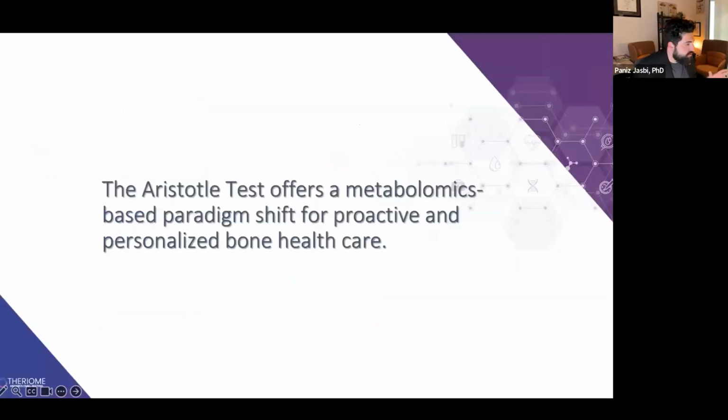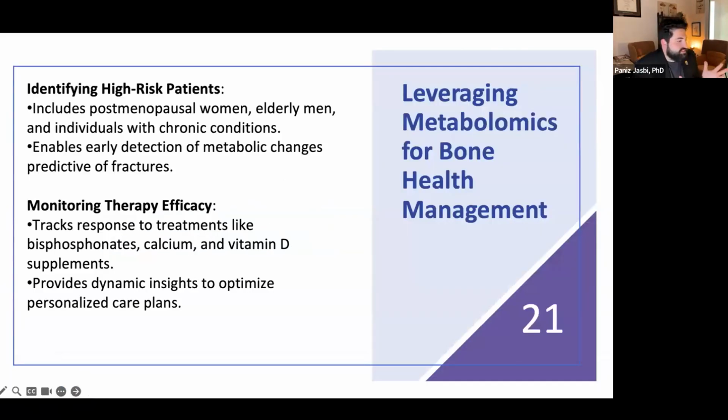So what can we do with the Aristotle? We can use metabolomics to induce a paradigm shift for the proactive rather than reactive treatment and personalization of bone care. So who is this good for? This is going to include postmenopausal women, elderly men, and individuals with chronic conditions, and it will enable you to detect early metabolic changes that are predictive of fractures. In addition to that, it's a metabolomics test, right? So we can track responses to these various treatments, whatever they may be, and provide some dynamic insights to optimize your care plans.